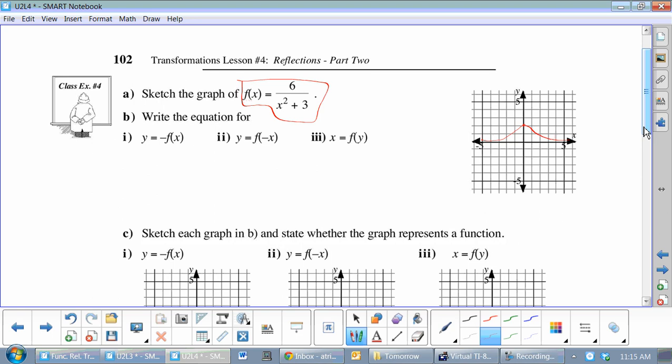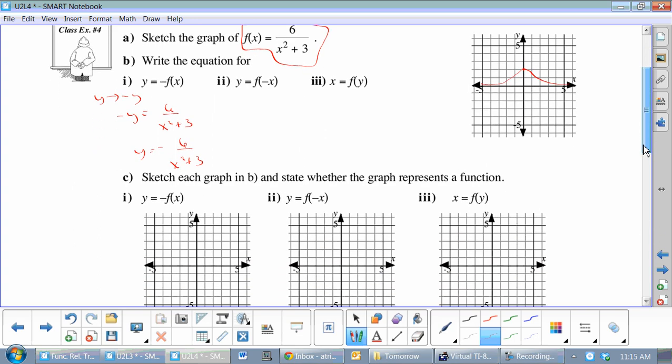Y. So this is y got replaced with negative y. So that is negative y equals 6 over x squared plus 3. But we wanted to get it to y equals, so we're going to put y equals negative 6 over x squared plus 3.